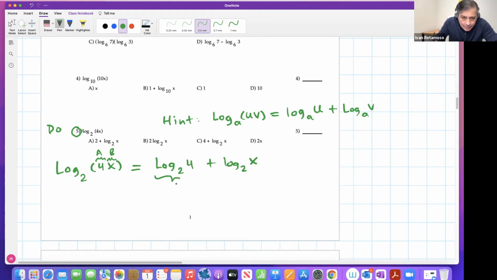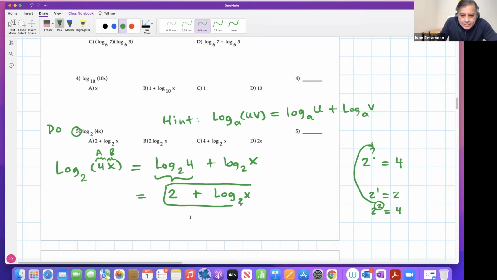But this part turns out can be simplified. Basically, you ask yourself, what's the power, or the exponent, if you prefer, that I have to place on top of 2 to get 4? Well, when you run the powers of 2, you will realize that it is 2. The log base 2 of 4 is just 2. And then this cannot be simplified because we don't know the value of x, so this stays there, and that's it. Making the answer this guy. Excellent, very good, guys.